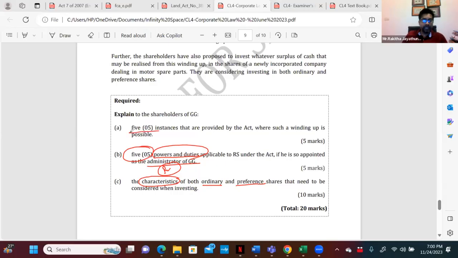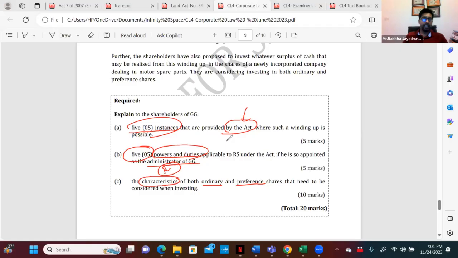Then here also, 5 instances that are provided by the Act. Do you have to memorize this? No. You should only be able to find the relevant section of the Companies Act where you can find the instances where a company can be wound up by a court order. There is a specific section in the Companies Act. If you can find that section, then it's just a matter of copying and writing on your answer script. You can easily score 5 marks.